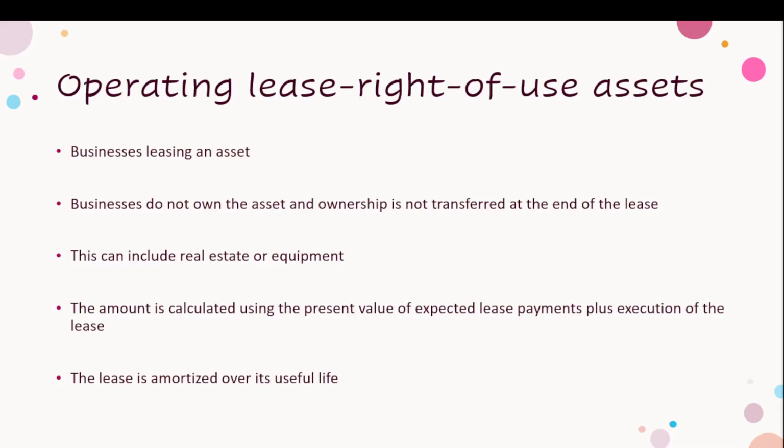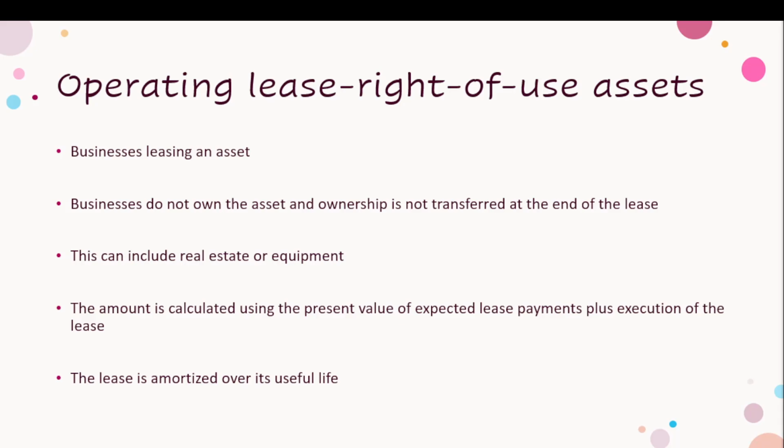Now let's talk about operating lease right of use assets. So this is basically that final line item right there. So businesses lease an asset just because they don't really want to own an asset. Maybe it costs a lot of money to own this asset and they would rather lease it. So businesses do not own the asset and ownership is not transferred at the end of the lease unless it's specifically stated so. Now, this can include real estate or equipment, and the amount is basically calculated using the present value of expected lease payments plus the execution of the lease.